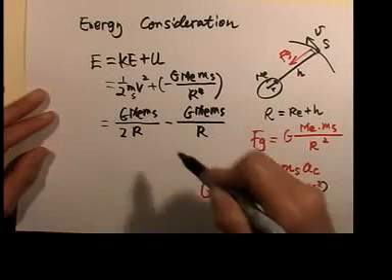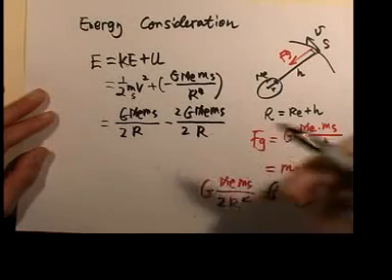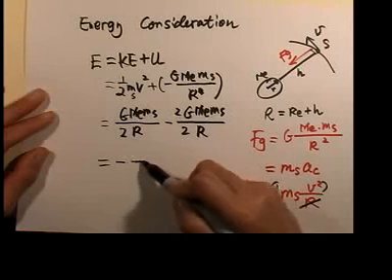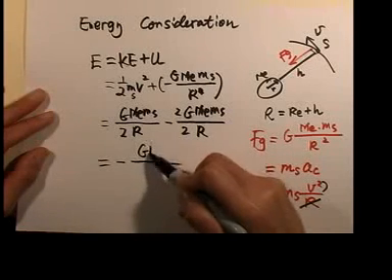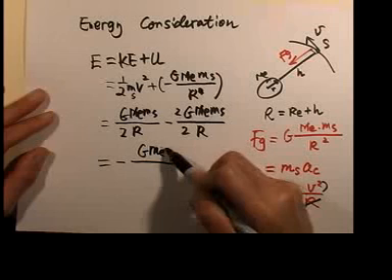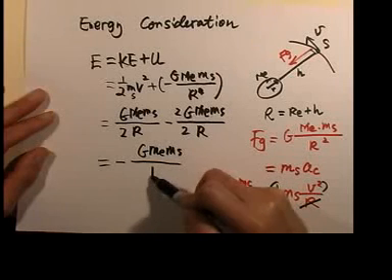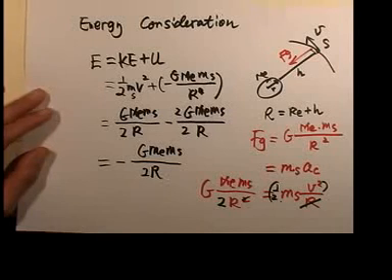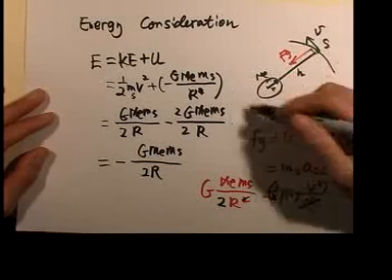So if you look at it, you can view this as 2 over 2. So the result is negative G, mass of the Earth, mass of the satellite, over 2r. That is the total energy of the satellite in a circular orbit.